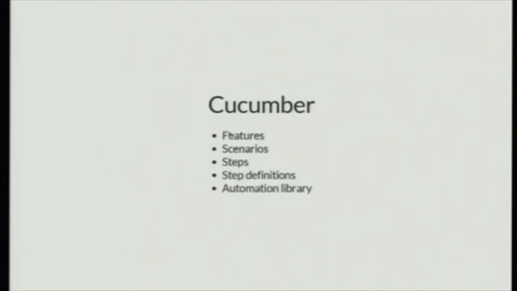Step definitions is where you map your steps and write the actual code. Automation library is what we saw before, the Selenium WebDriver or the Watir WebDriver, which you need to actually interact with the browser. A number of scenarios can be grouped together into one feature.